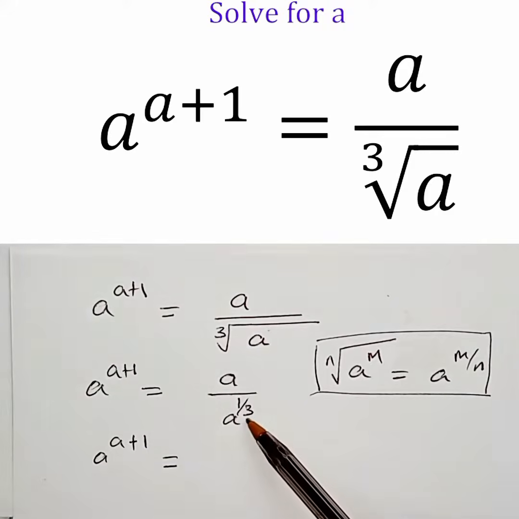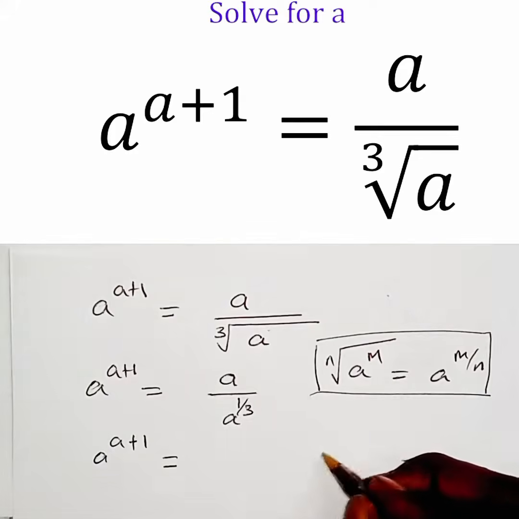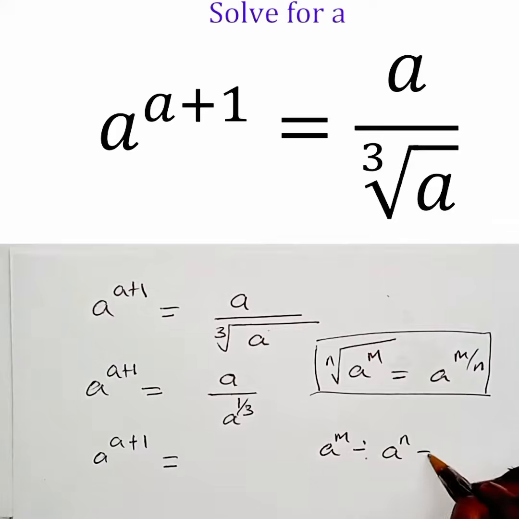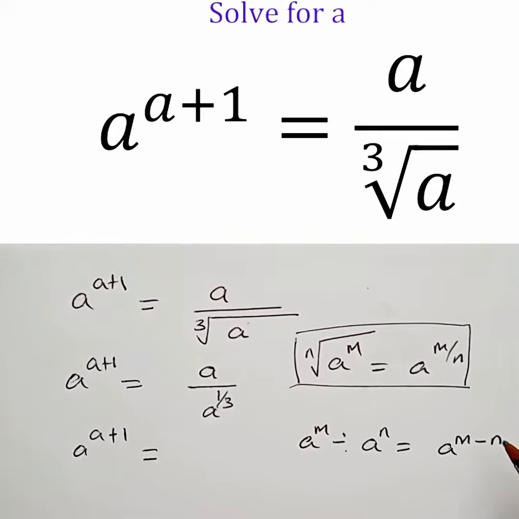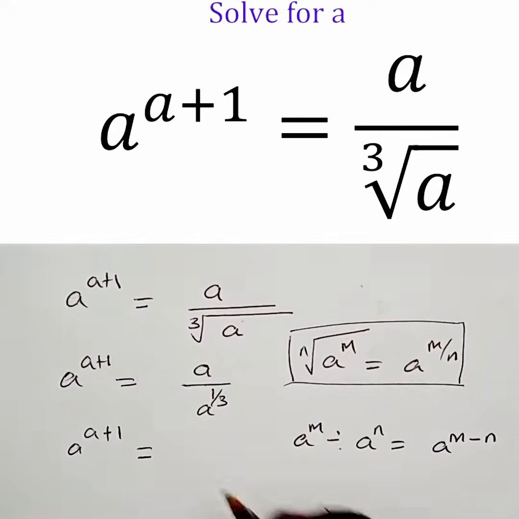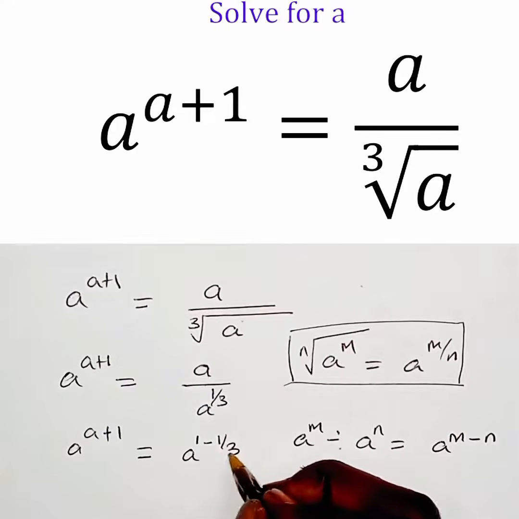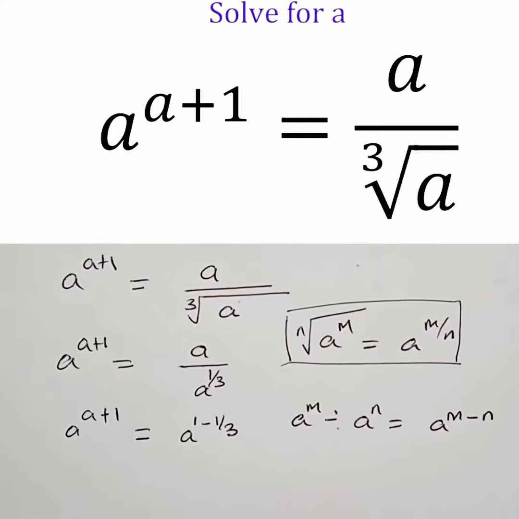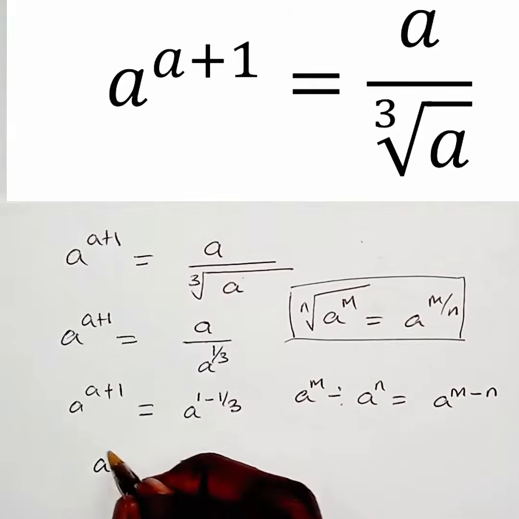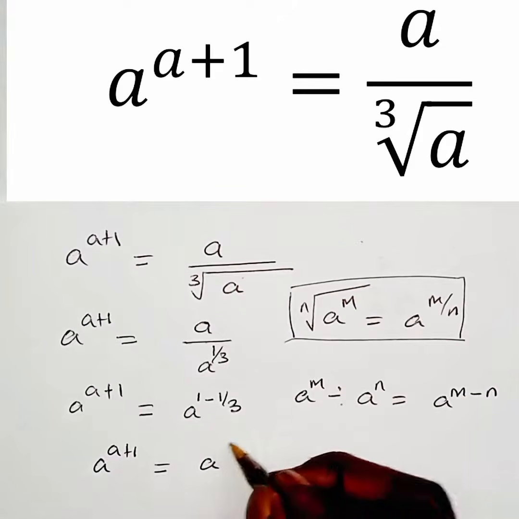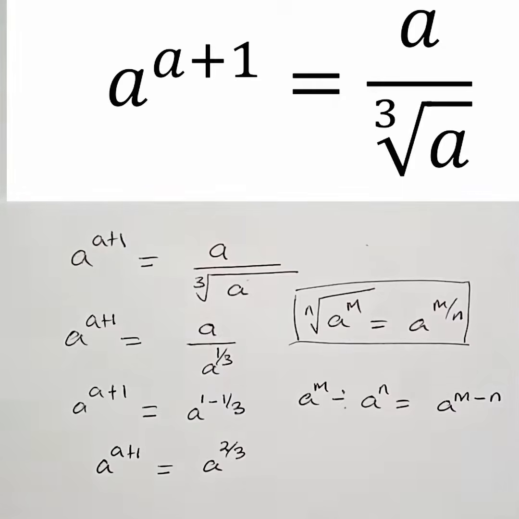On this one, we are going to use this law of exponents that says a to the power m divided by a to the power n is equal to a to the power m minus n. Now we're going to do it here. We're going to have a to the power 1 minus 1 over 3. Now that is going to give us a to the power a plus 1 is equal to a to the power 2 over 3. If you say 1 minus 1 over 3, you get 2 over 3.